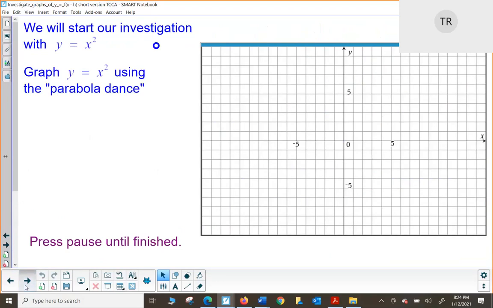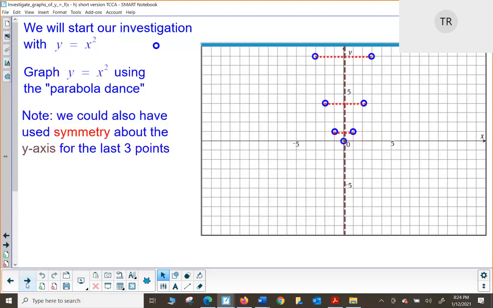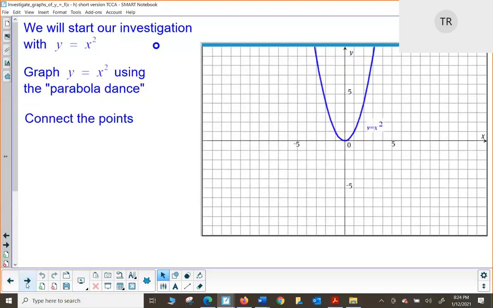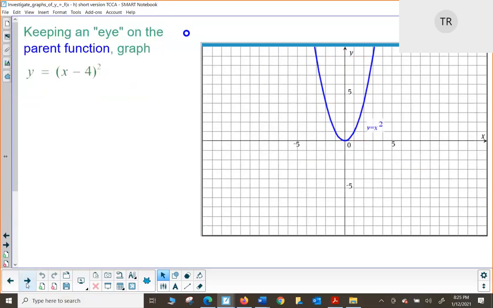I'm going to go through this kind of quickly because we just did this, but you can see it's very similar to what I did before, so that in case they've forgotten, this is what the parabola should look like. I remind them about the axis of symmetry, and then graph the parabola y equals x squared. So now, keeping an eye on that parent function, we want to graph y equals the quantity x minus 4 squared.